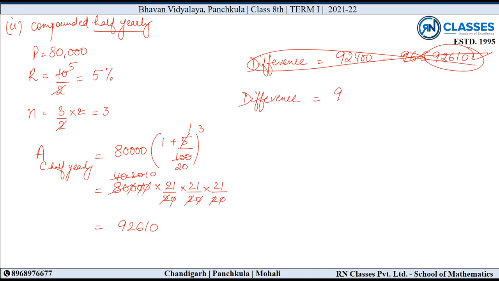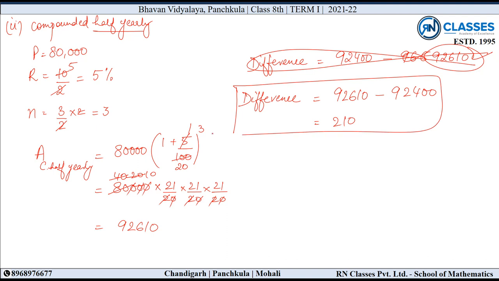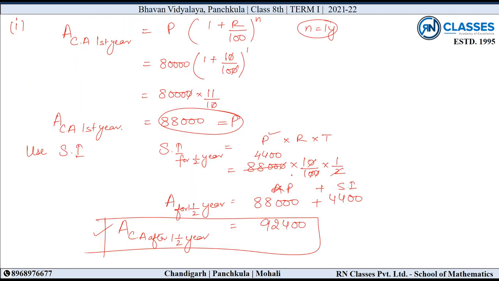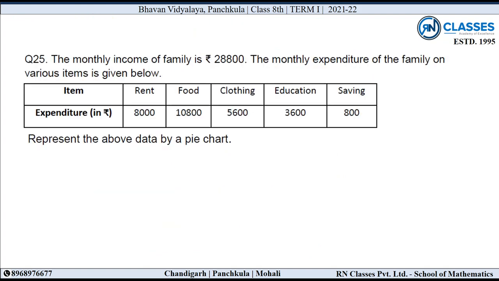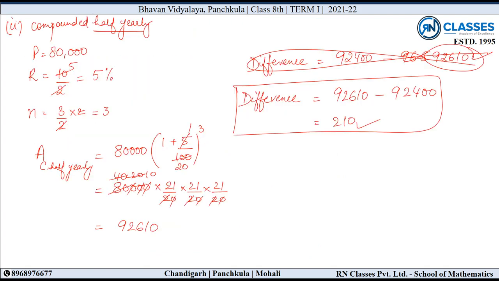higher value, 92,610 minus 92,400. So answer would be 210. Dhyan se. Aap pehle agar formula likh loge to directly karoge to yahan se answer aa jayega minus 210. But usne difference ki baat kari hai. Usne ye nahi kaha pehle kaun sa lena hai baad mein kaun sa lena hai. So difference is 210. Compounded half yearly bhi nikala aapne, compounded annually bhi nikala. So this is an important question which gives you the answer, right?